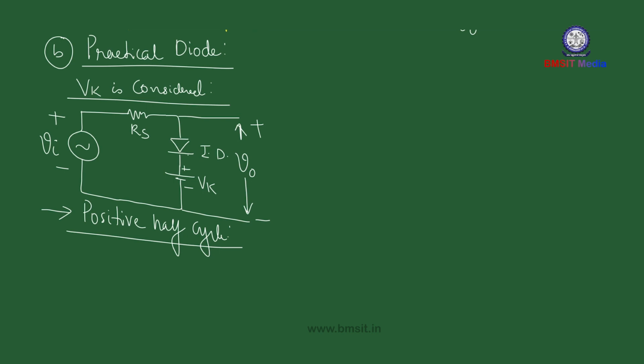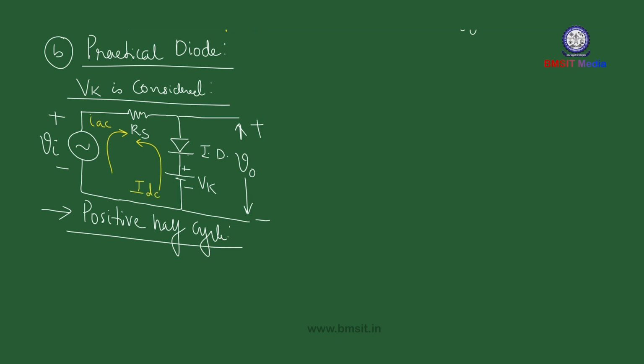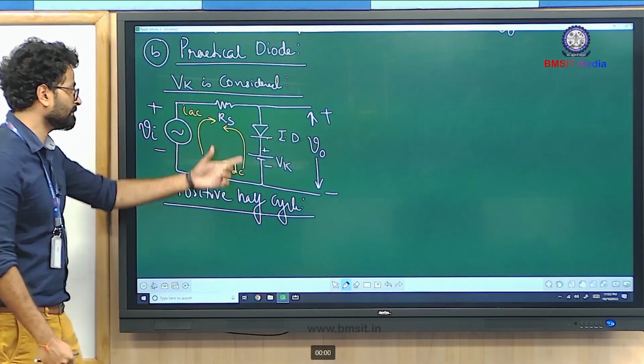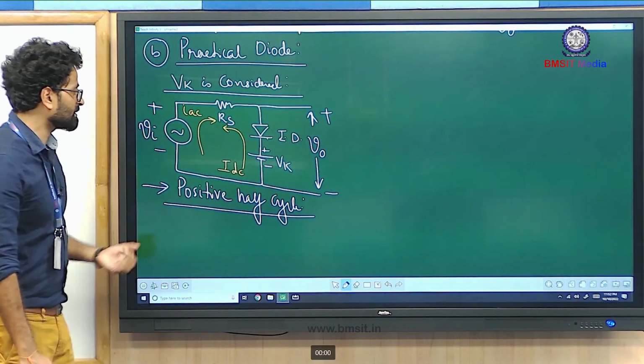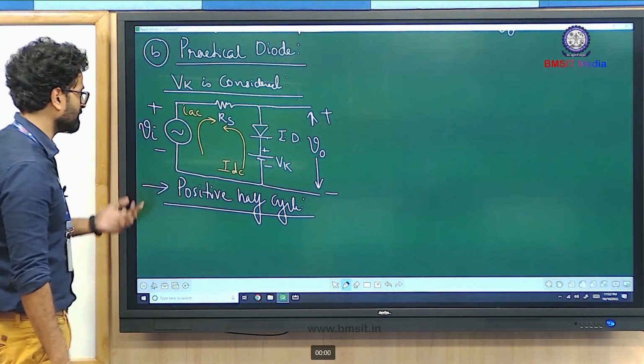The AC source tries to circulate the current in the clockwise direction. We can write IAC. On the other hand, the DC source is trying to circulate the current in the anti-clockwise direction. That means in the opposite direction. So that can be considered as IDC. Both the sources are opposing each other, and that's why during the positive half cycle the source comparison comes into the picture. Now the question is, which source is able to drive the circuit?